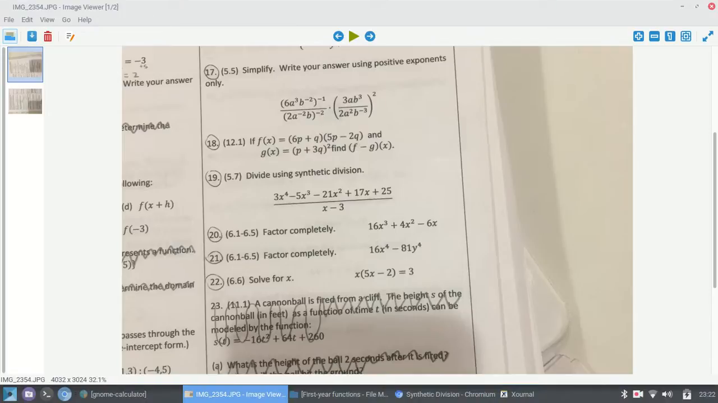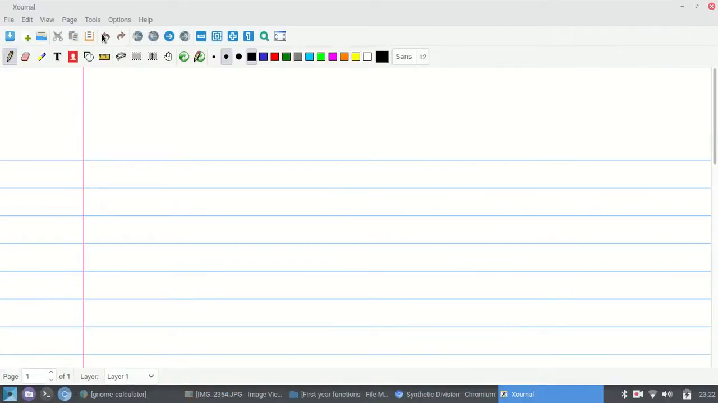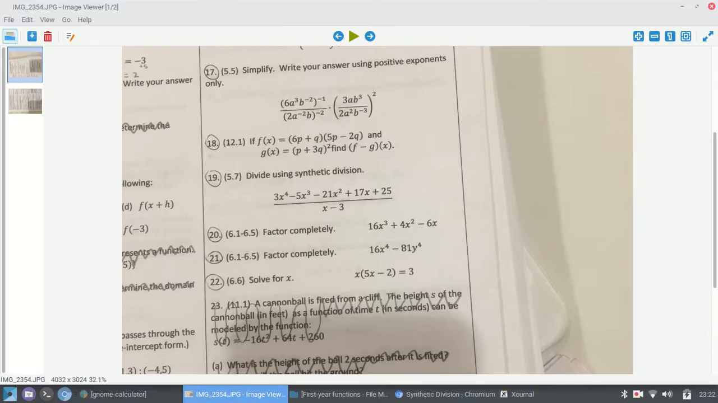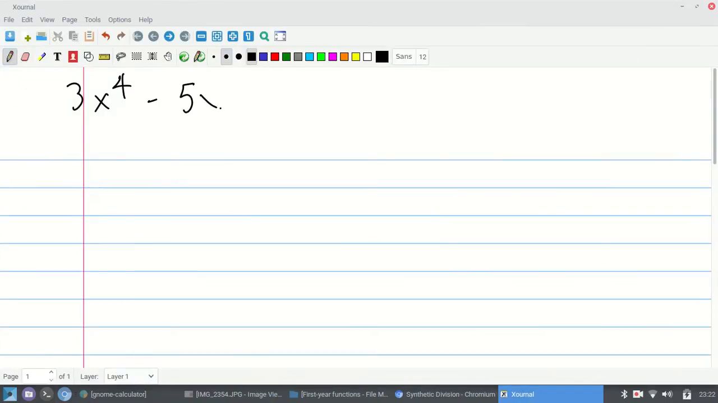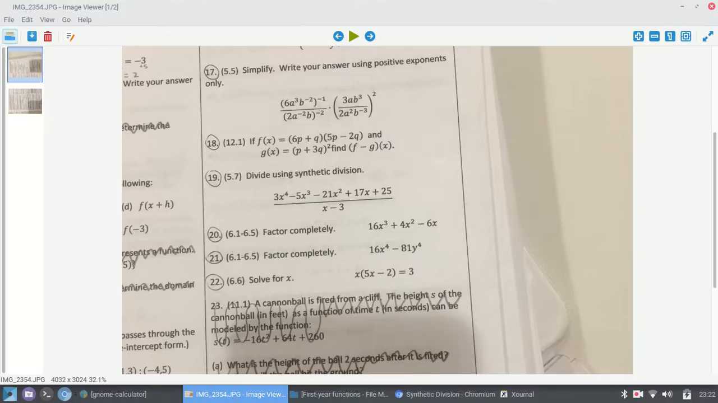So let's do it then. Let's do long division, or synthetic division. So 3x to the 4, minus 5x cubed minus 21x squared plus 17x plus 25.